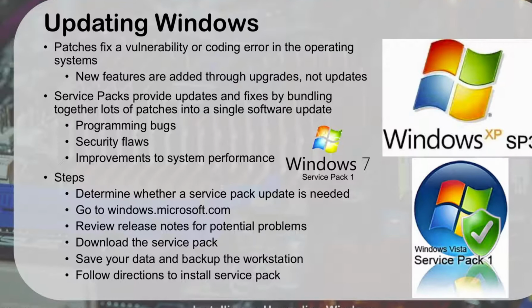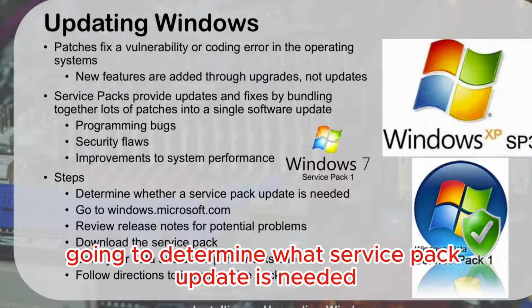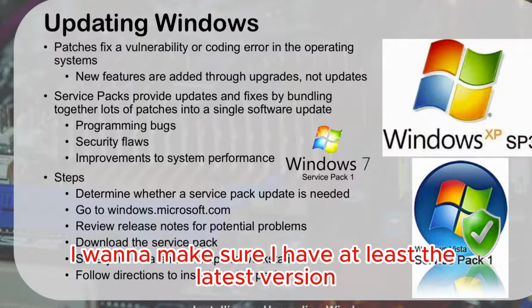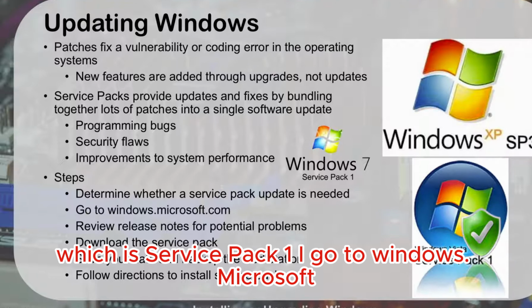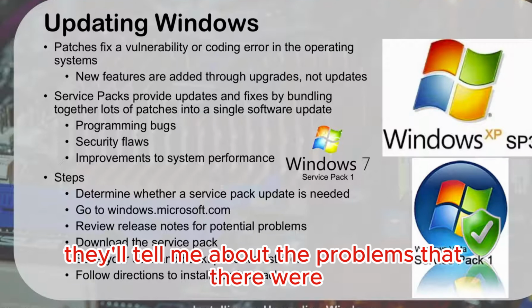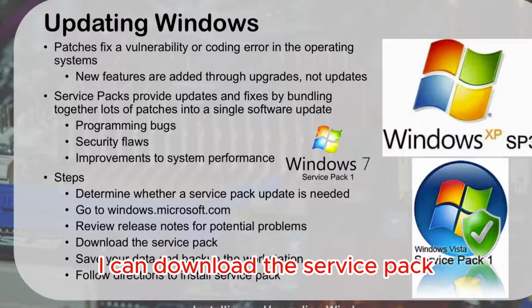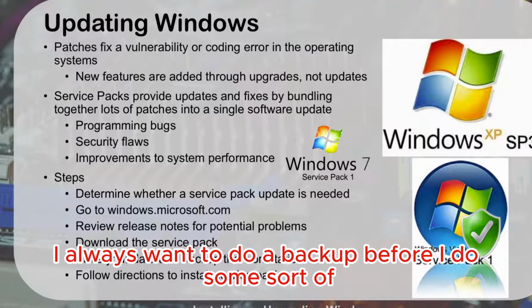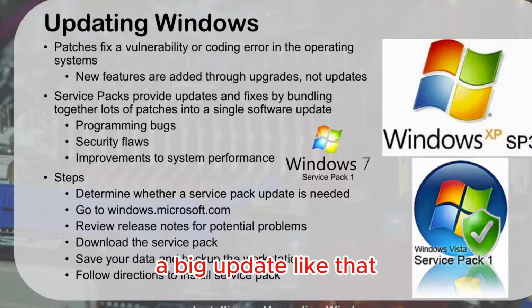How do you do this? Basically, you're going to determine what Service Pack update is needed. So if I just install Windows 7, I want to make sure I have at least the latest version, which is Service Pack 1. I go to windows.microsoft.com. I can review the release notes. It'll tell me about the problems that there were. I can download the service pack, and then I can install that service pack. And I always want to do a backup before I do some sort of a big update like that.